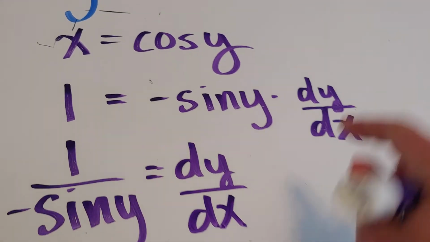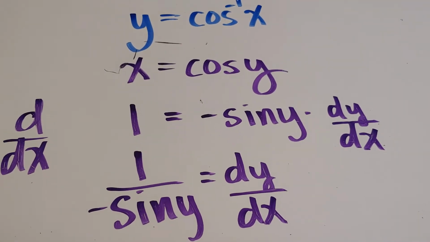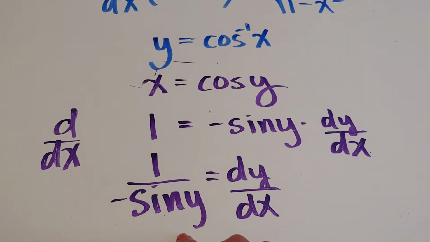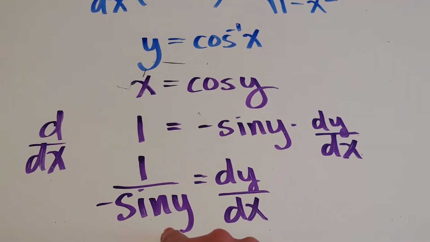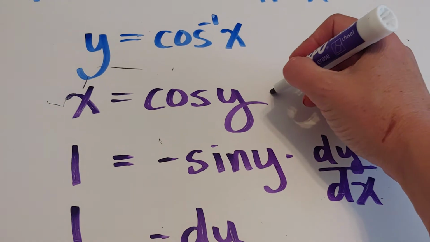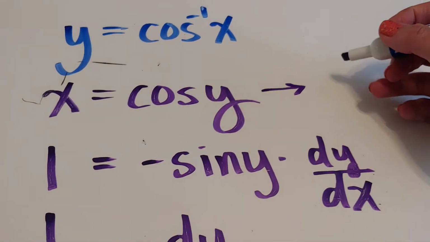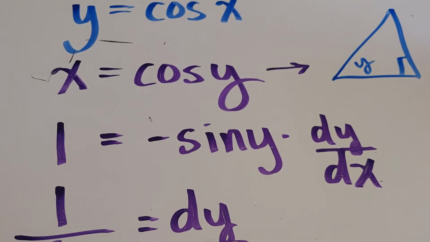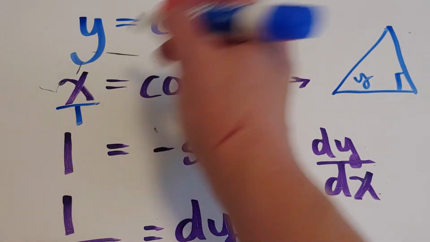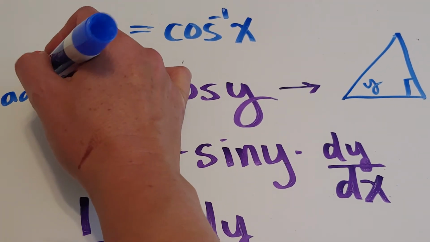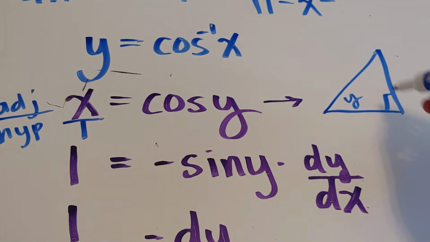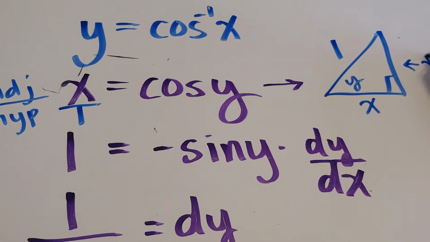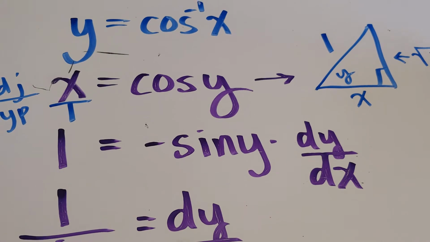Now, I cannot say that my derivative is in terms of y. My original function had x's, so it's not a good form to give my answer in y's. So what we're going to do is use this to draw a right triangle. In that right triangle, the angle is y, but the cosine of y equals x over 1, which is adjacent over hypotenuse. So in this picture, the hypotenuse is 1 and the adjacent is x. So when I solve for this side, I'm going to get the square root of 1 minus x squared.